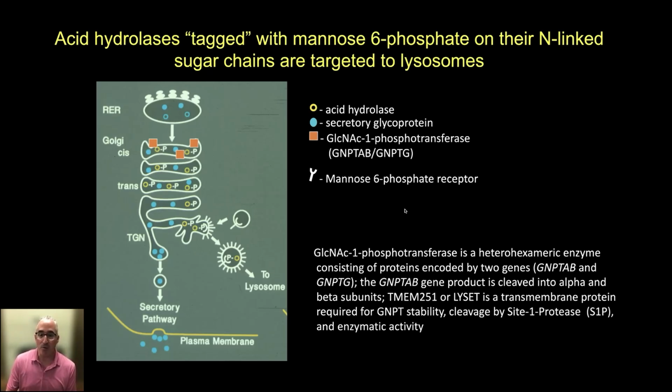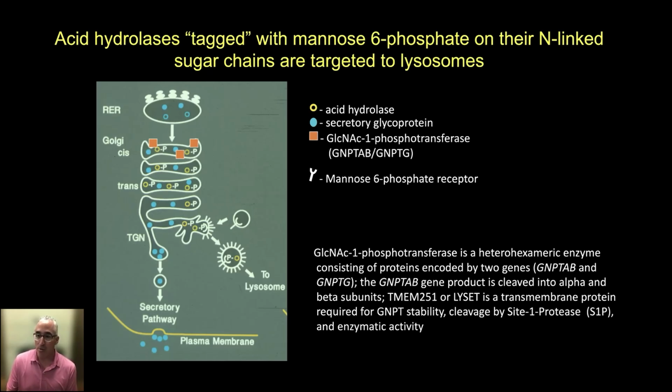The enzyme itself is actually quite interesting. It's encoded by two genes, GNPTAB and GNPTG. The GNPTAB gene product is cleaved into two subunits, alpha and beta. So you end up with alpha, beta, and gamma subunits, and these come together in twos to form a heterohexameric enzyme that resides in the Golgi and does this job.